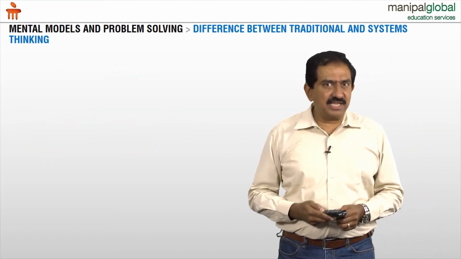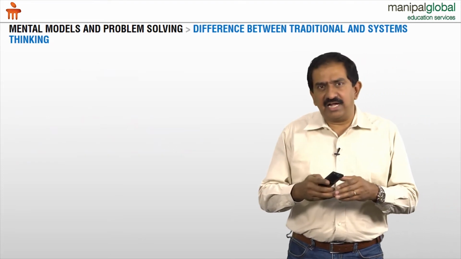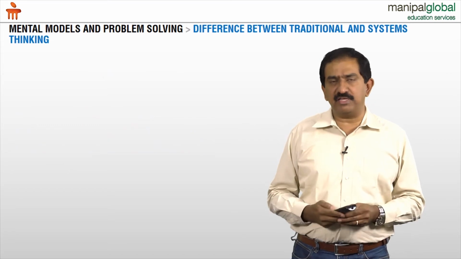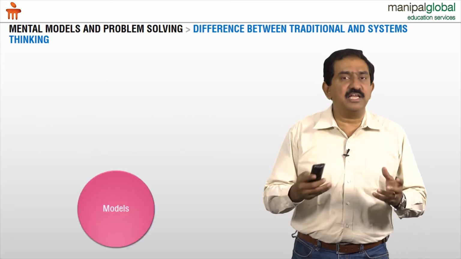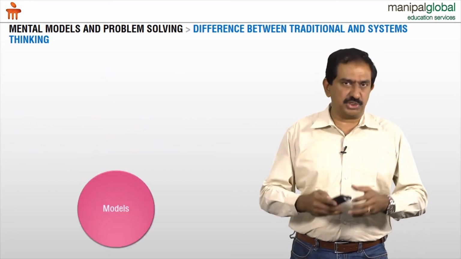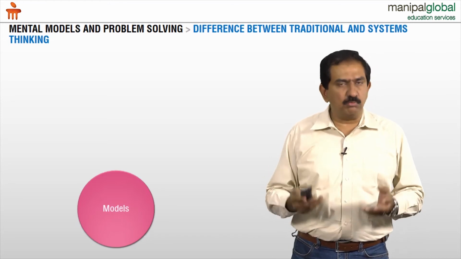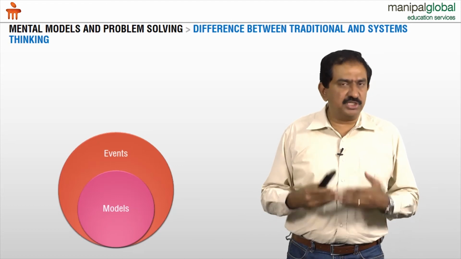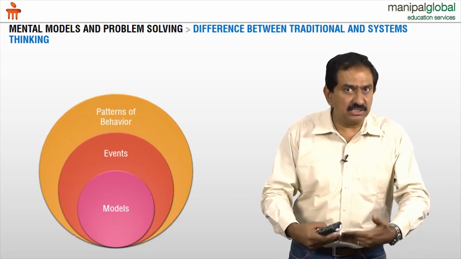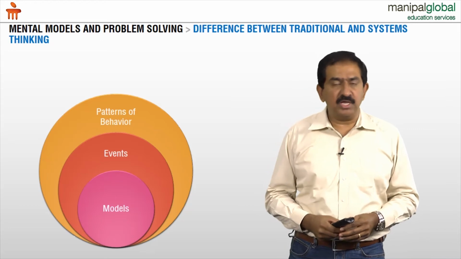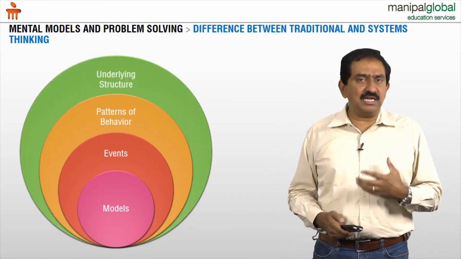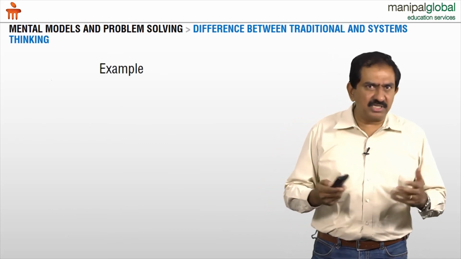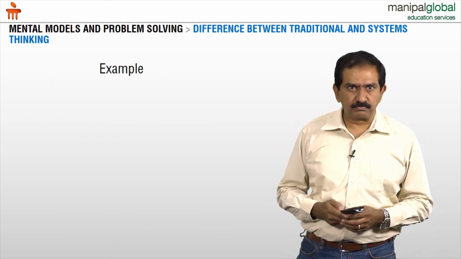So what we are really saying is, at the bottom, you remember that each one of us as human beings like to simplify the world. So we create a model of the situation, of the system. This model comprises a series of events, which in turn leads to the behavior, the patterns of behaviors of the system, which is defined by the underlying structure of the system. I'll give you an example that should make it easier to appreciate.